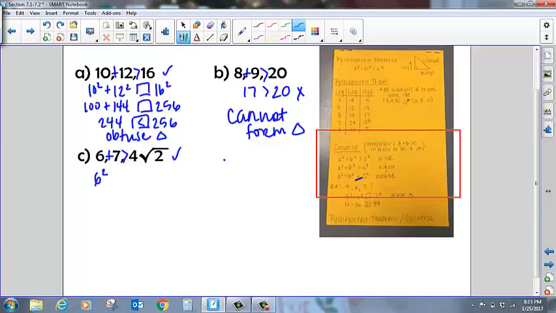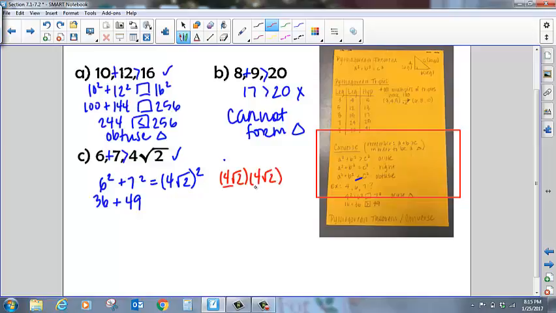So now let's check a squared plus b squared equals c squared. And I'm going to write the c squared in parentheses just because we are squaring a number with a radical in it. So this is going to give us 36 plus 49. We can come off to the side and work this out. So 4 root 2 squared is really 4 root 2 times 4 root 2. You multiply your outsides, you multiply your insides, and then you break it down.